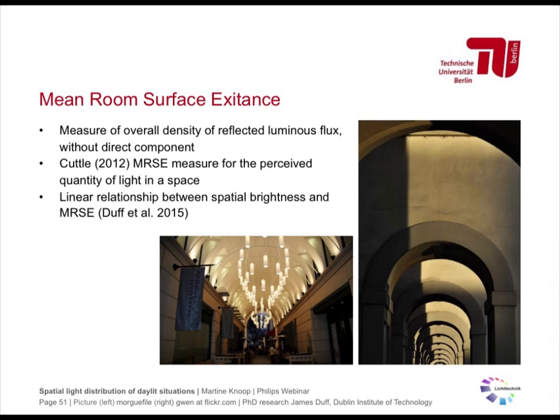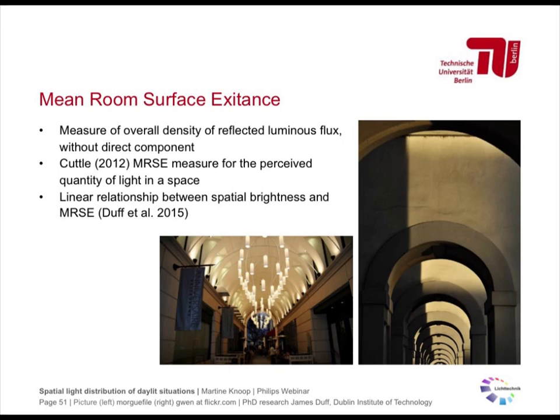A similar approach is used by James Duff. He's a PhD student of the Dublin Institute of Technology, and his work is based on the work done by Kate Cottle, who uses the mean room surface exitance as a measure for the perceived quality of light in a space. The mean room surface exitance is the density of reflected flux within a room. That means you just look at the lighting that comes reflected from the walls, discarding the direct component. It's derived typically from the luminance of the surface.